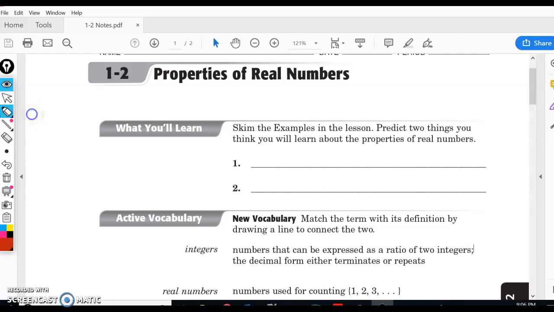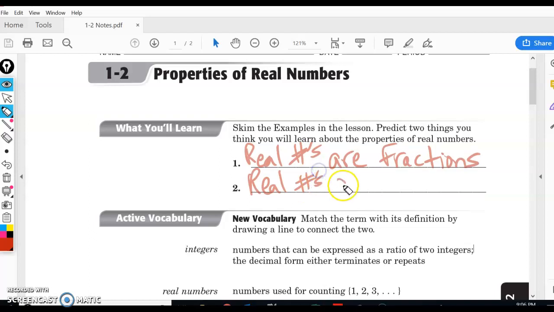Guys, today's video is on the properties of real numbers. So if you're looking at some examples in the lesson, which are probably not in the textbook, it says to predict two things you will learn about the properties of real numbers. You'll learn that real numbers are fractions. They could be fractions. And you can also see that real numbers could be negative as well.